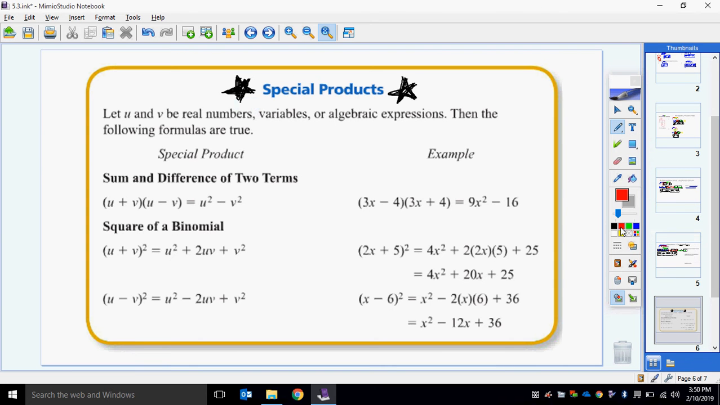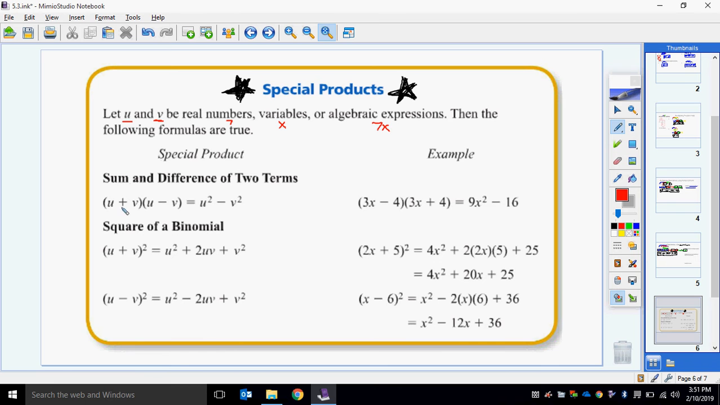So when we're looking at these, I want you to keep in mind that U and V can be numbers, they can be variables, or they can be expressions. So it could be a number like 7, a variable x, or an algebraic expression like 7x. Okay, so keep that in mind. Now, we're going to talk about 3 different special products.